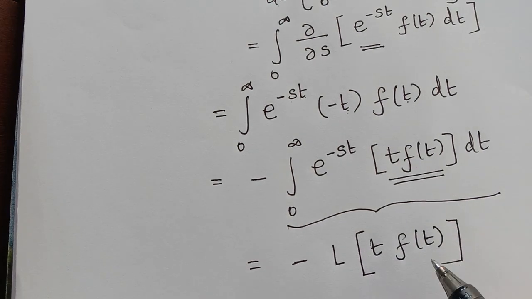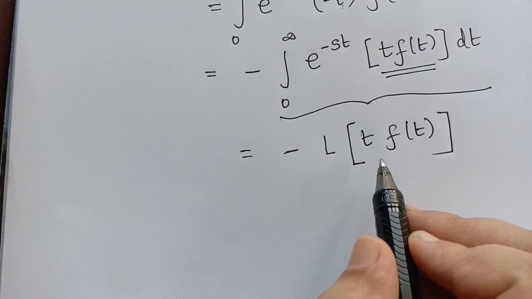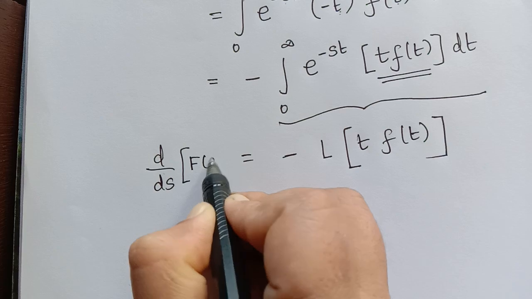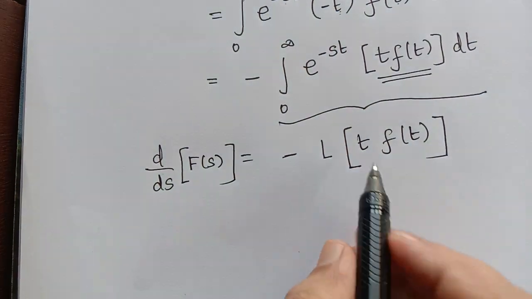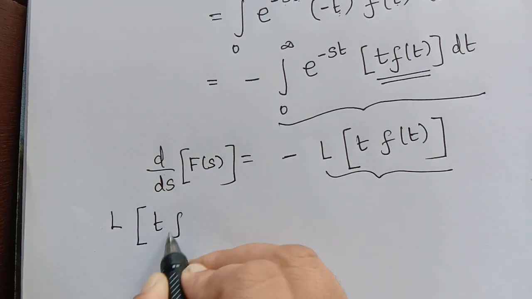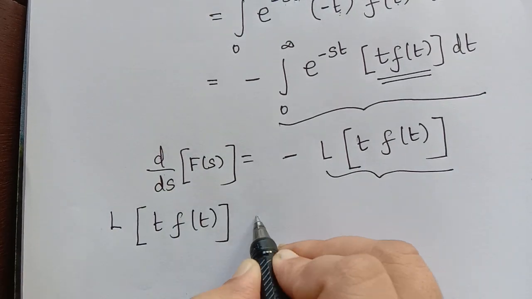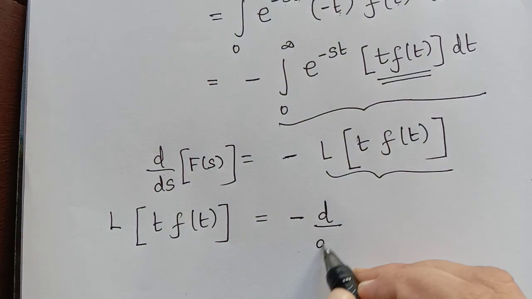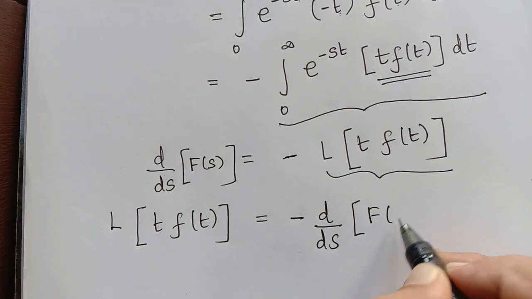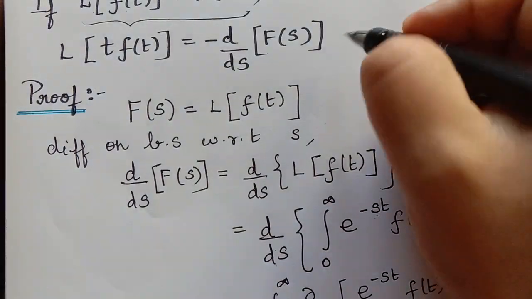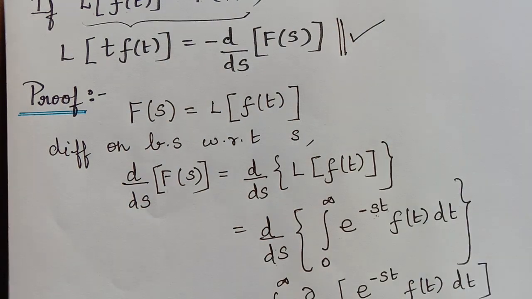So from the definition of Laplace transform, we have written this. On the left we have d by ds of capital F of s. So this can be rewritten now. L of t f of t will be equal to, negative can be taken to the other side, negative d by ds of capital F of s. So hence we have proved the theorem. You can see that we have proved the required result, and therefore the theorem is proved.